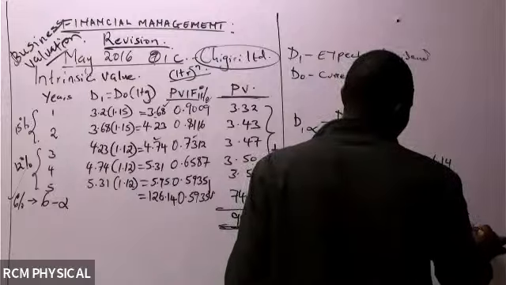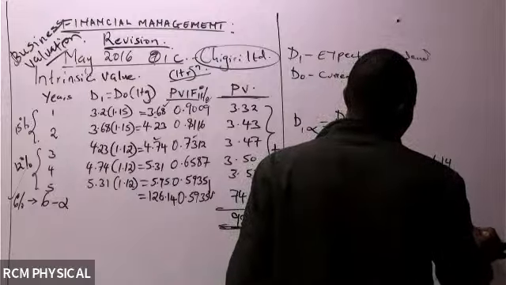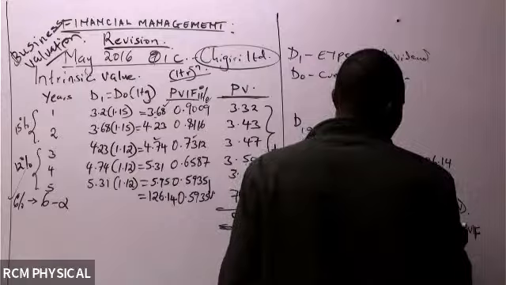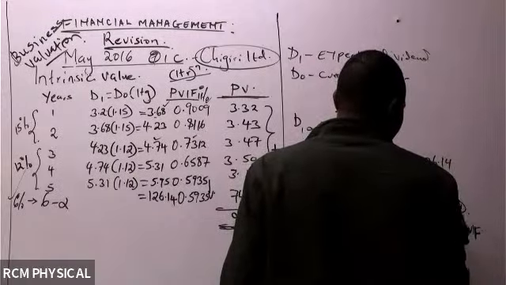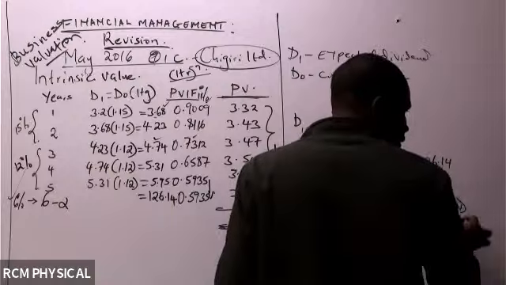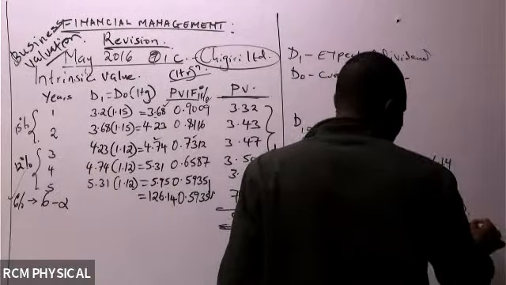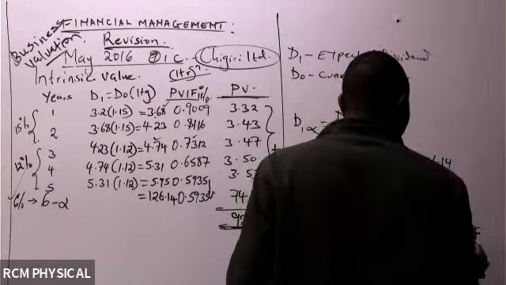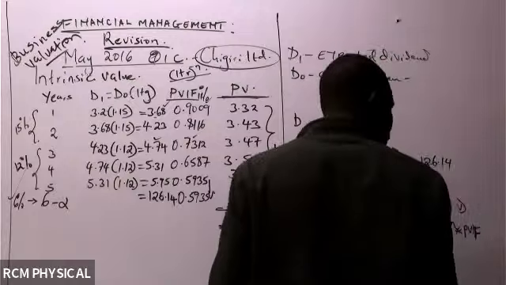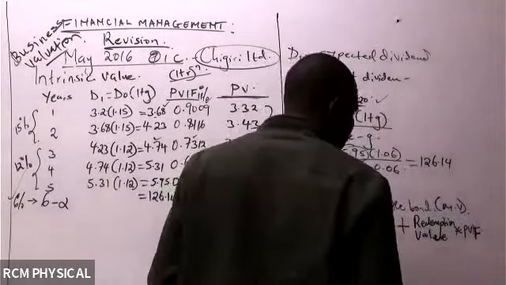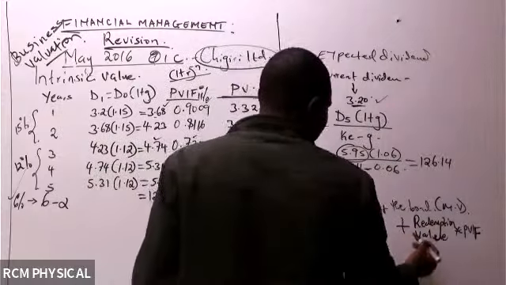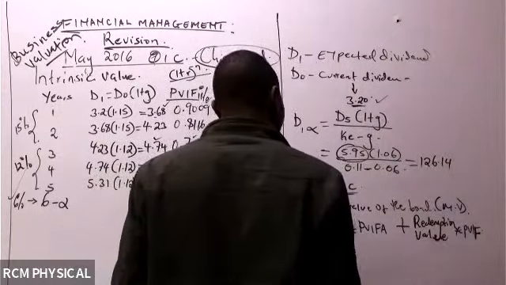So we say that it's redemption value times PV because this will be redeemed at the end of the maturity period. At the end of the maturity period, the redemption value will be received. That's why we are discounting using PV. It's a one-time value, so in this case, this is simple.